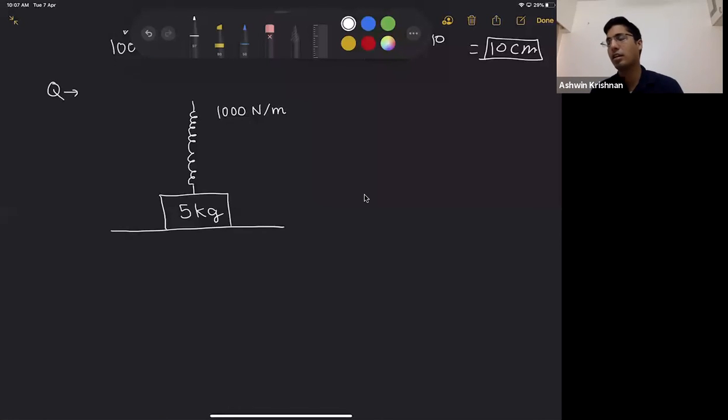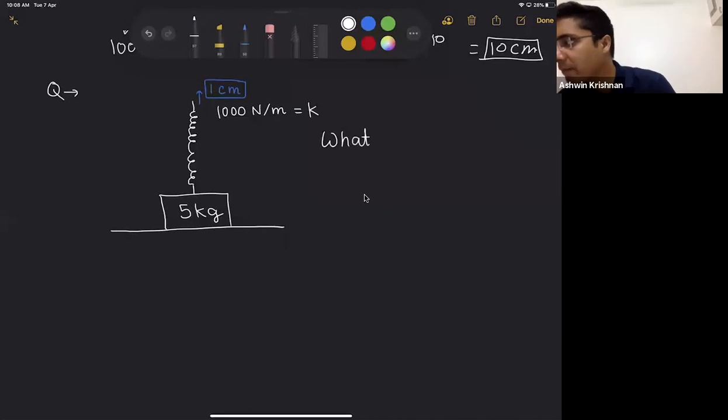This is basically the constant of proportionality, 1000 Newton per meter, right? This is the value of K. Now I pull this, I try to extend it by 1 centimeter. Initially it is unstressed, I extend it by 1 centimeter. What is the normal reaction on the floor?